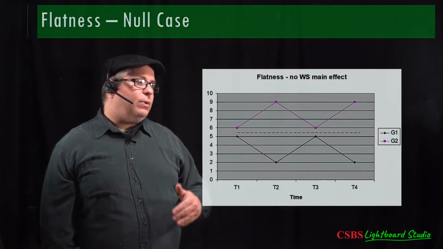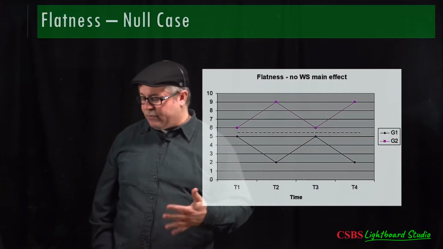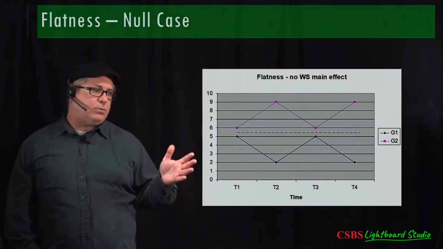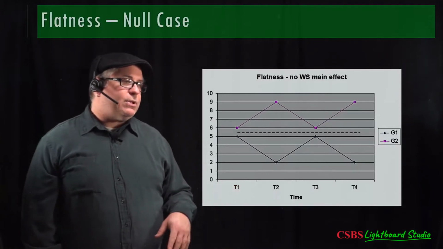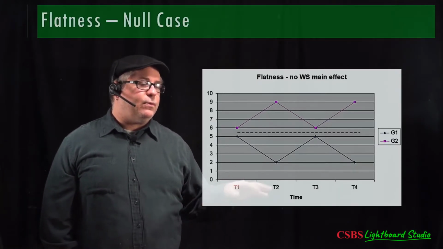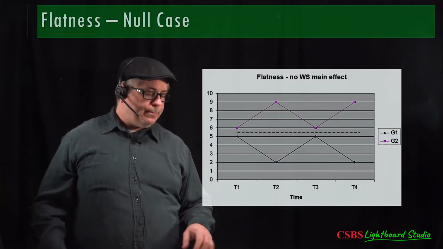So that means that we would not reject flatness. We should retain this null version. Flatness seems like a pretty good explanation for this, so we're not going to reject it. So this is the null case for the repeated measures part. Okay.